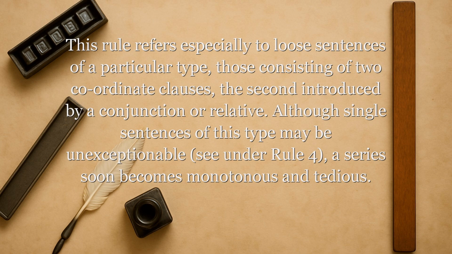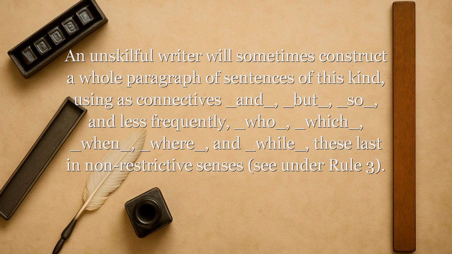This rule refers especially to loose sentences of a particular type, those consisting of two coordinate clauses, the second introduced by a conjunction or relative. Although single sentences of this type may be unexceptionable, see under Rule 4, a series soon becomes monotonous and tedious. An unskillful writer will sometimes construct a whole paragraph of sentences of this kind, using as connectives and, but, and, but, for, so, and less frequently, who, which, when, where, and while, these last in non-restrictive senses, see under Rule 3.